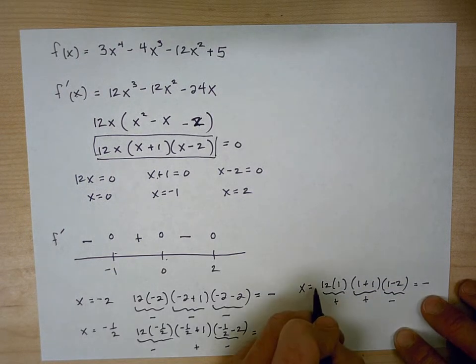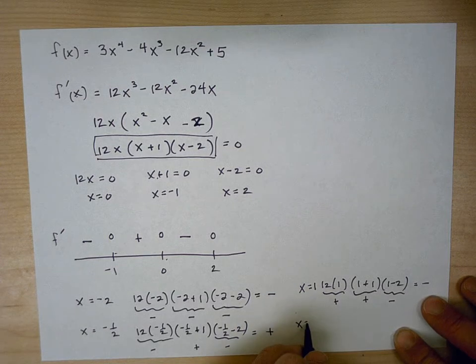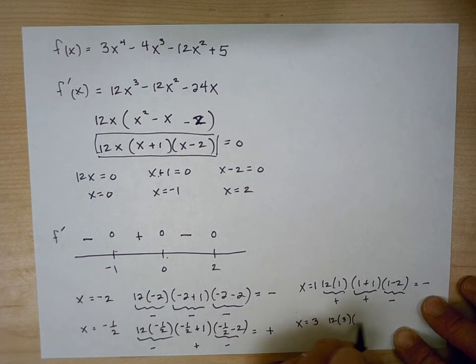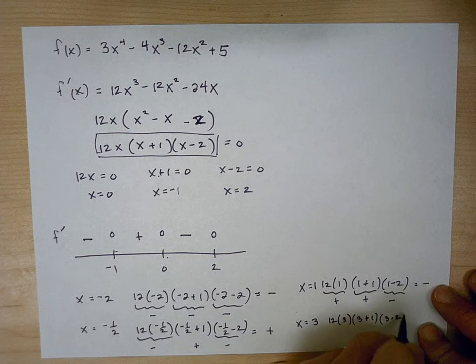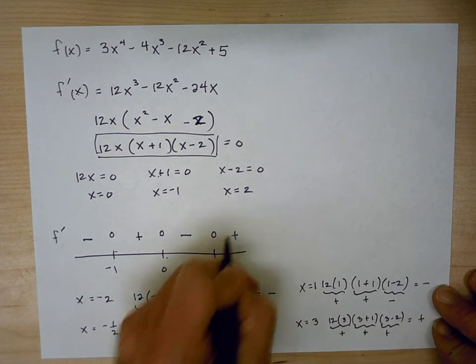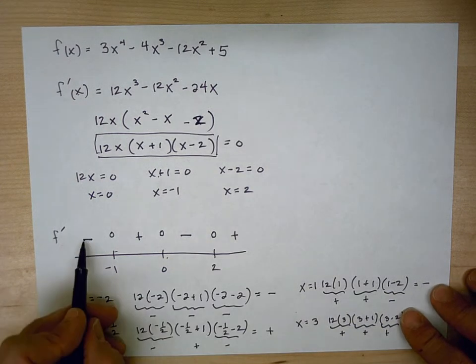Whoops, I picked x equals 1 here. And down here, I picked x equals, I don't know, let's try 3. 12 times 3 times 3 plus 1 times 3 minus 2. So that's positive, positive, positive. The product of 3 positives is a positive. Okay, so we know the function is increasing.